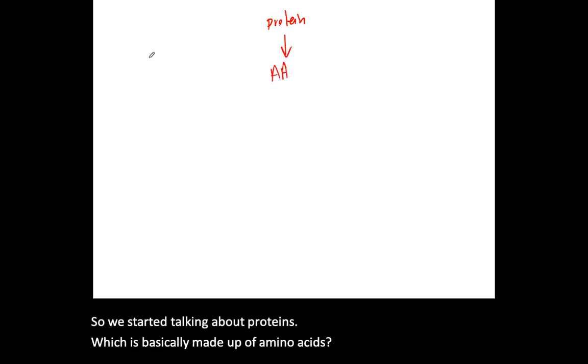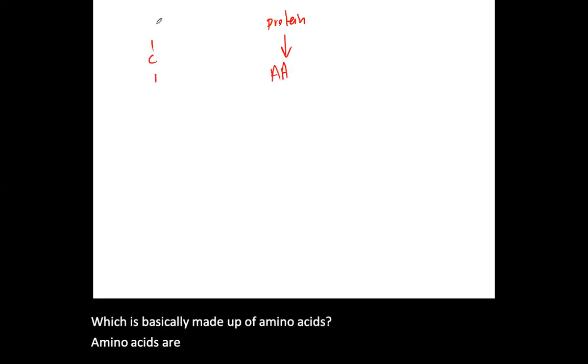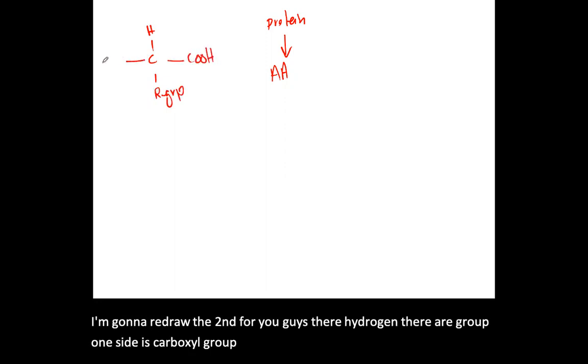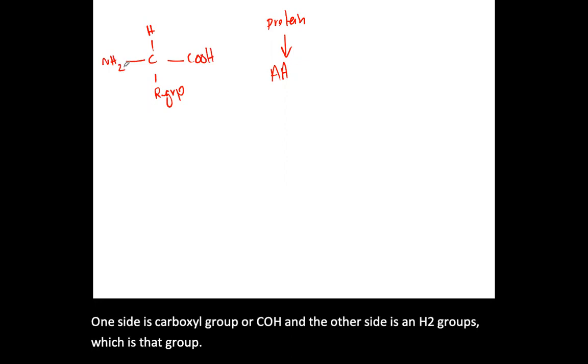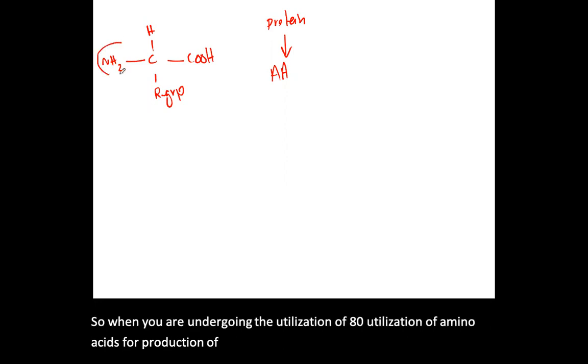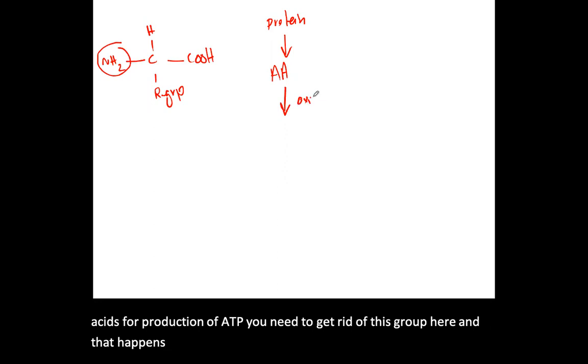Amino acids are carbon. I'm going to redraw this again for you guys. The hydrogen, the R group. One side is the carboxyl group, or COOH, and the other side is the NH2 group, which is the amine group. So when you are undergoing the utilization of amino acids for production of ATP, you need to get rid of this amine group here, and that happens through a process called oxidative deamination.